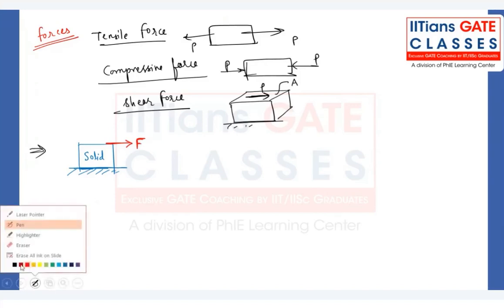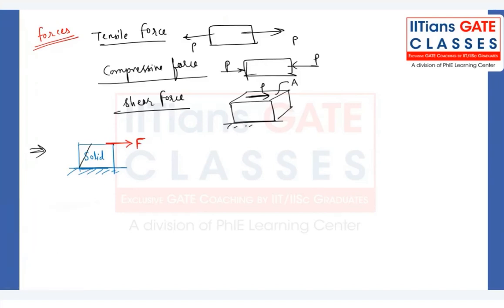How will the shear deformation happen? The shear deformation will happen something like this. It will take a shape something like this. This gamma, what we call shear strain. This particular gamma, what we call the shear strain, right?